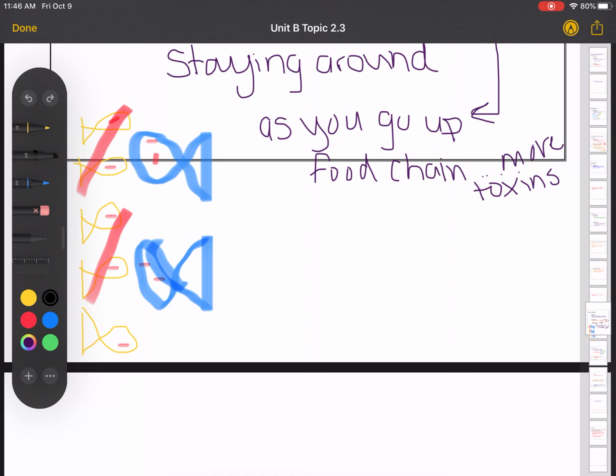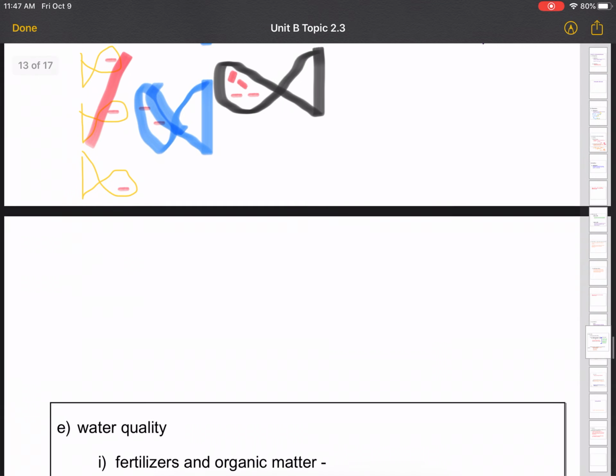And then another fish comes along, an even bigger fish, and he eats these two big fish, these blue fish, and now he's got 4 toxins inside of his body. So that's what biomagnification is. As things go up the food chain, they come to have more and more concentration of these toxins inside their body.